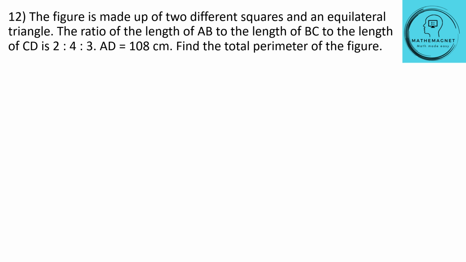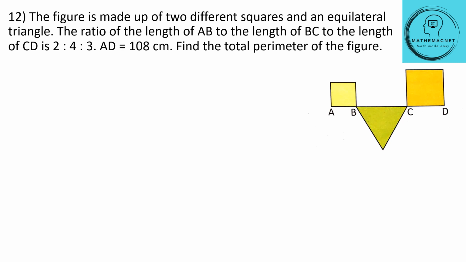Question number 12. The figure is made up of two different squares and an equilateral triangle. The ratio of the length of AB to the length of BC to the length of CD is 2:4:3. AD is 108 centimeters. Find the total perimeter of the figure.